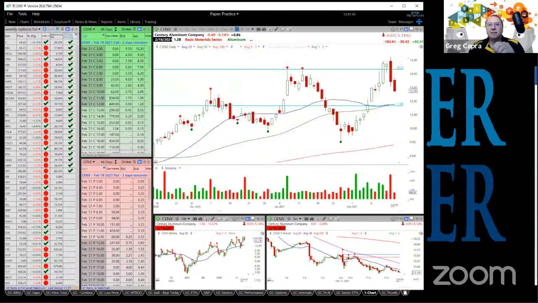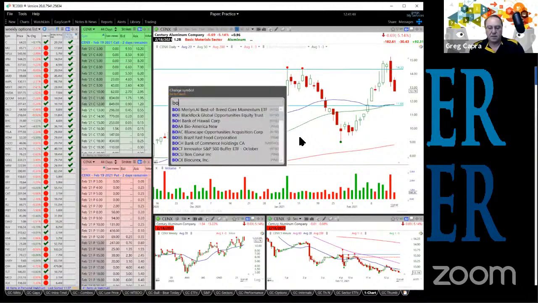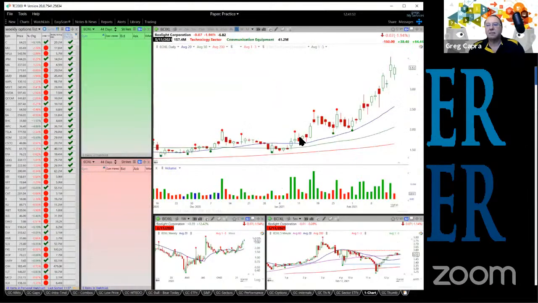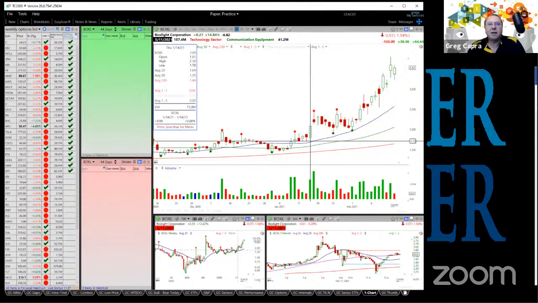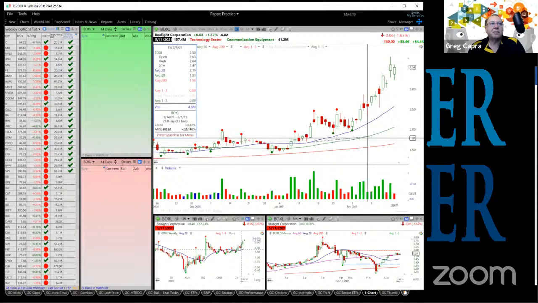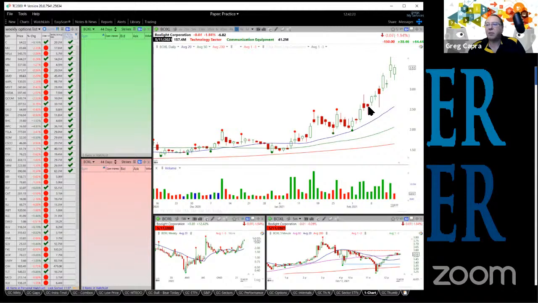All right, let's look at BOXL, Boxlight. Reason: on January 14th, on an igniting bar, there you go, igniting bar. Added above February 5th. Okay, you added above the bottoming tail bar, correction bar. Yeah, that's a student. All right, took out the low and came back up.